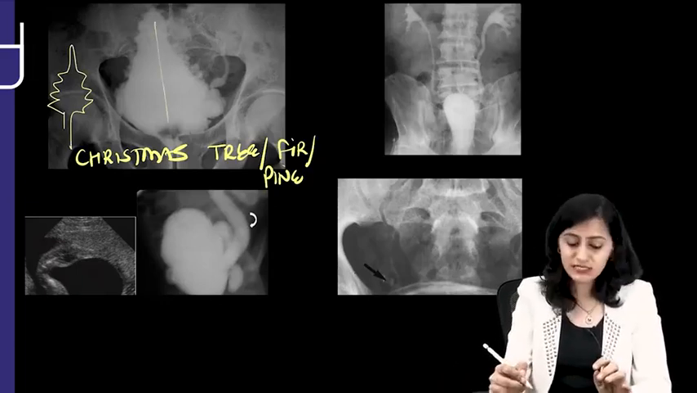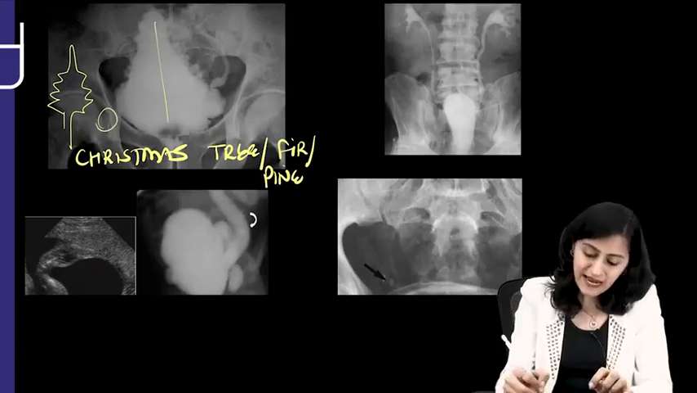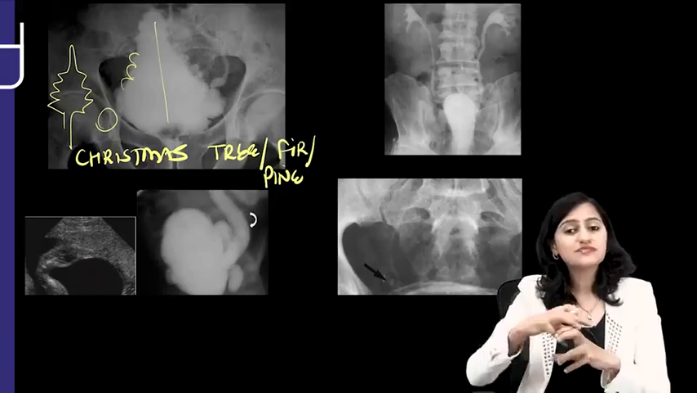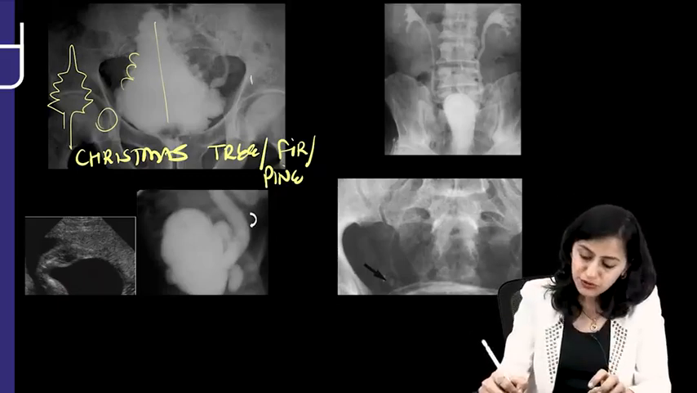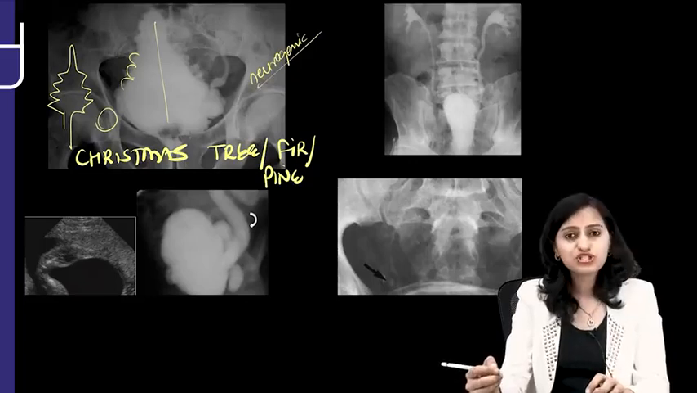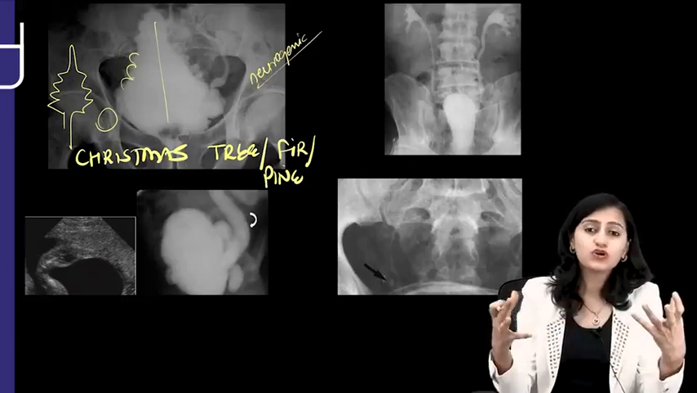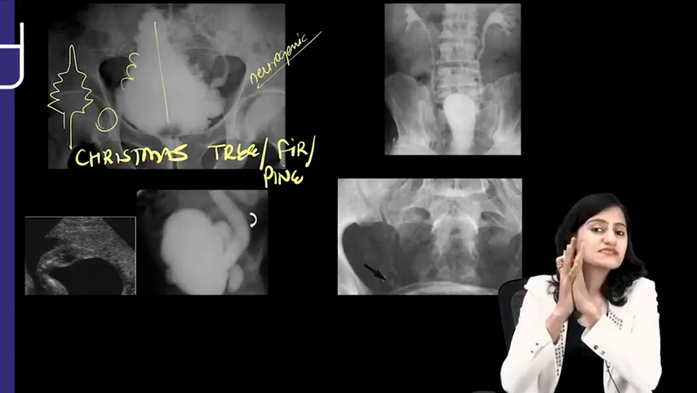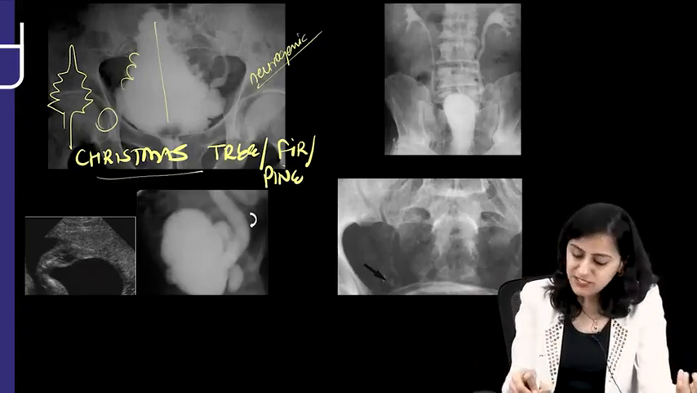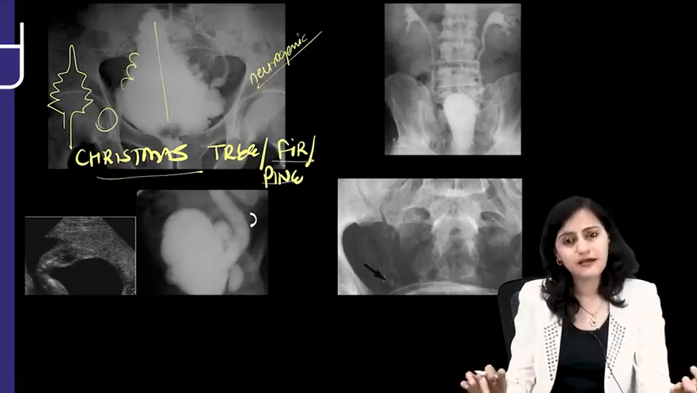It is elongated. It is not round now, and it has these multiple diverticuli. So this is called Christmas tree, which is seen with neurogenic bladder. Christmas tree appearance is seen with neurogenic bladder because the tone of the bladder is affected, so it loses the shape. Pressure is high, so it forms the diverticuli. So Christmas tree, fir tree or pine tree bladder.